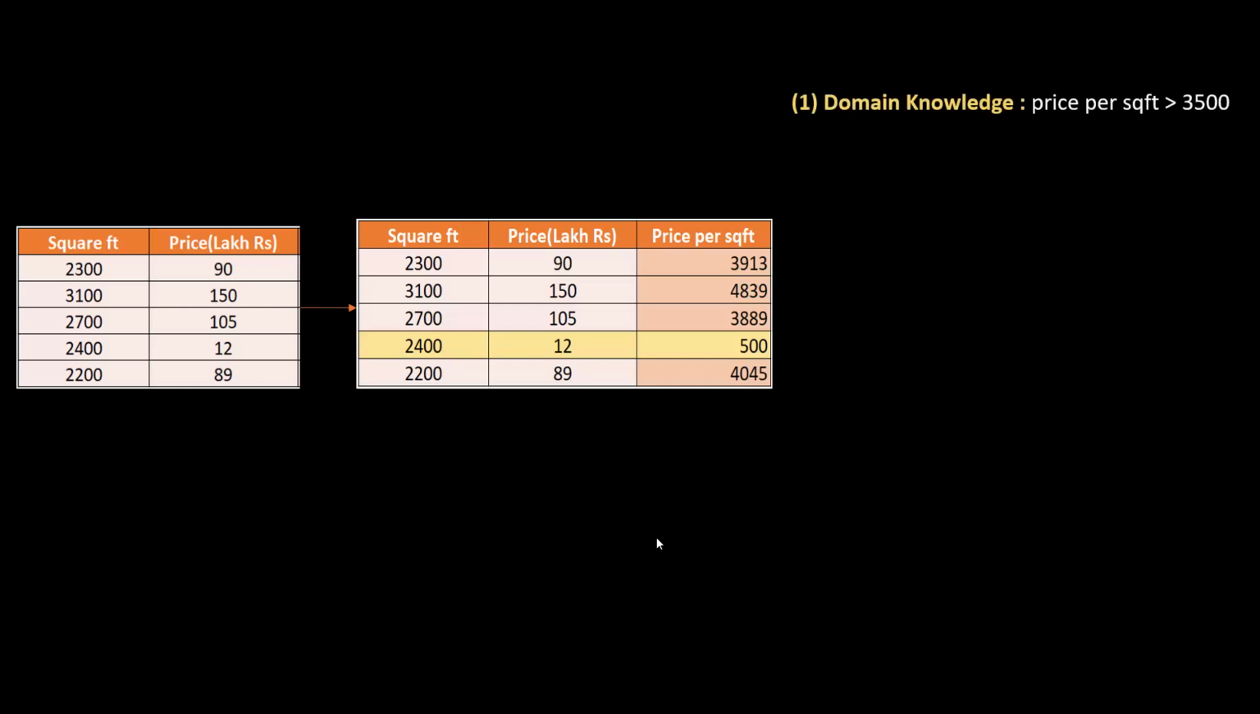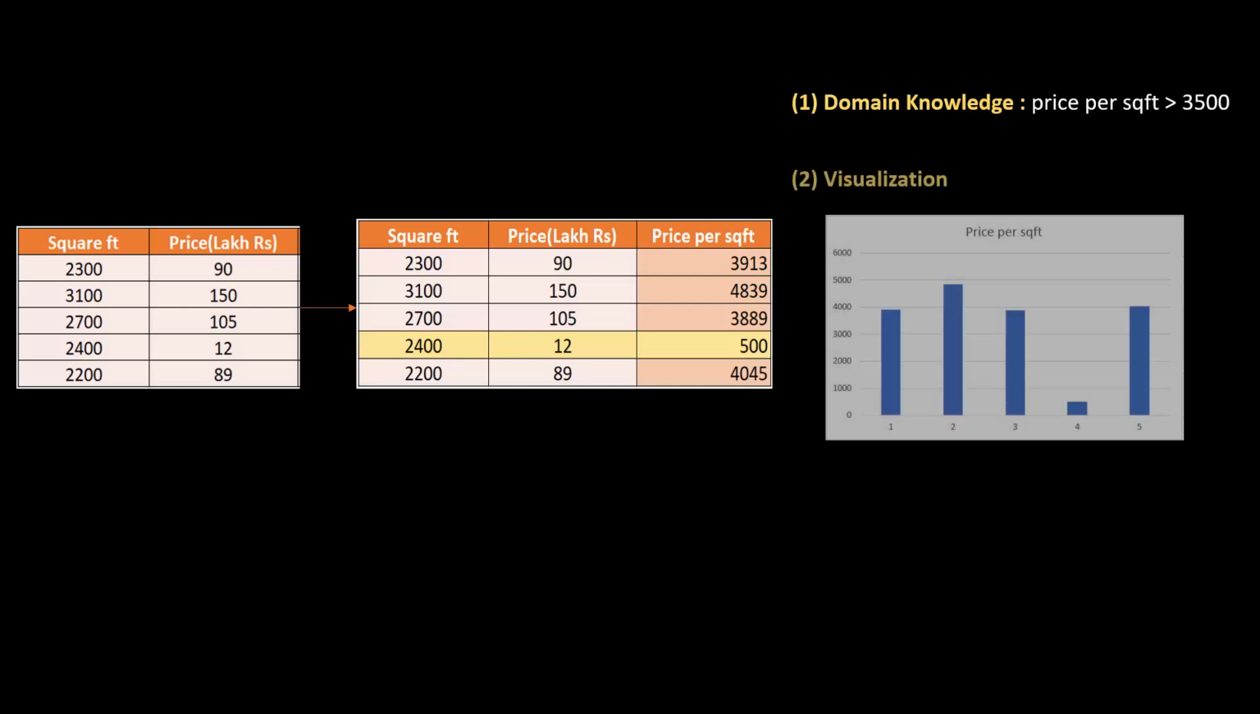Once you have this new column, you can use your domain knowledge. If you have a business manager that you're working closely with, he would say that in Bangalore you cannot get a home at a rate of price per square foot equal to 500. So when you see this particular data point highlighted, which has price per square foot as 500, it clearly looks like an error, and this error you detected by using domain knowledge. You can also use visualization, and by plotting this bar chart, this data point clearly comes out to be different than the rest of the data points.